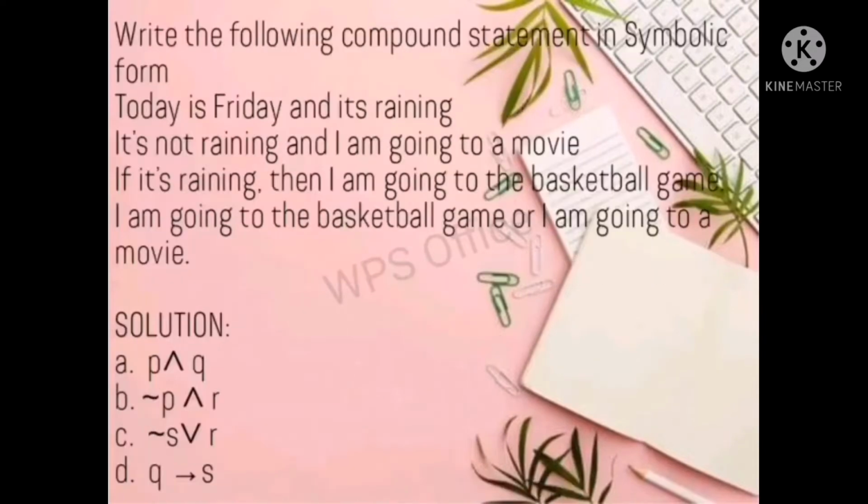So here is another example. Write the following compound statements in symbolic form. "Today is Friday and it's raining." "It's not raining and I am going to a movie." "If it's raining, then I am going to the basketball game." "I am going to the basketball game or I am going to a movie."